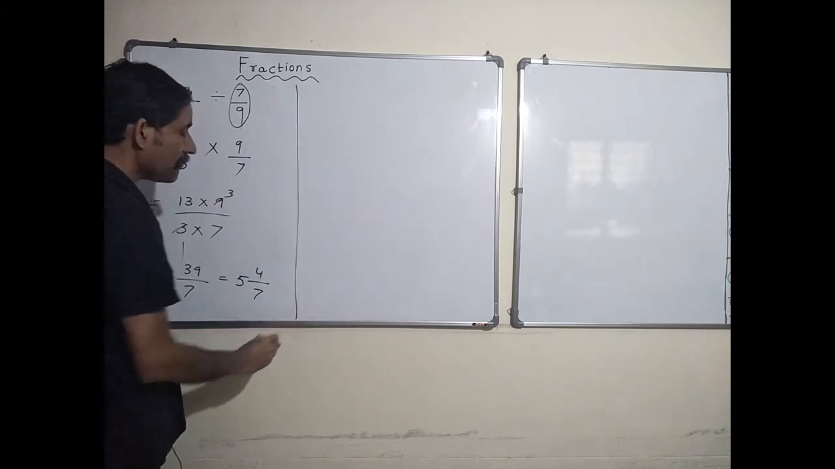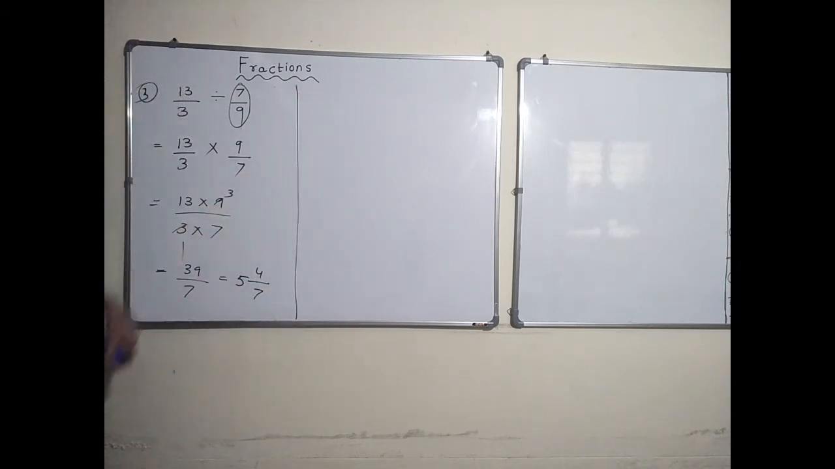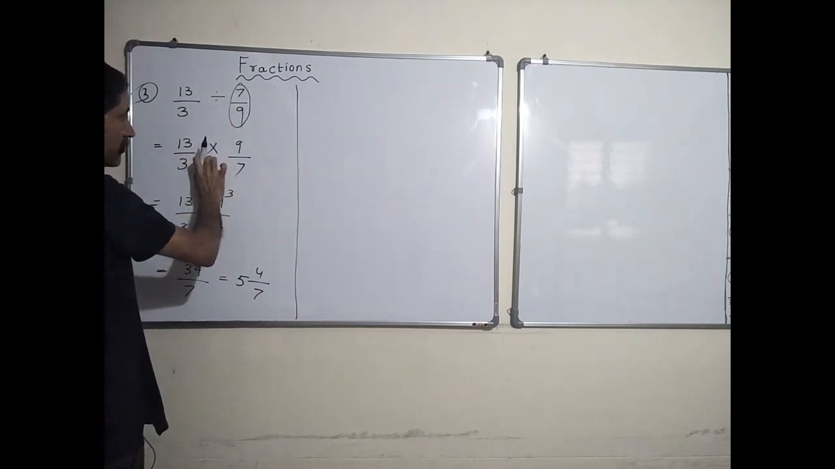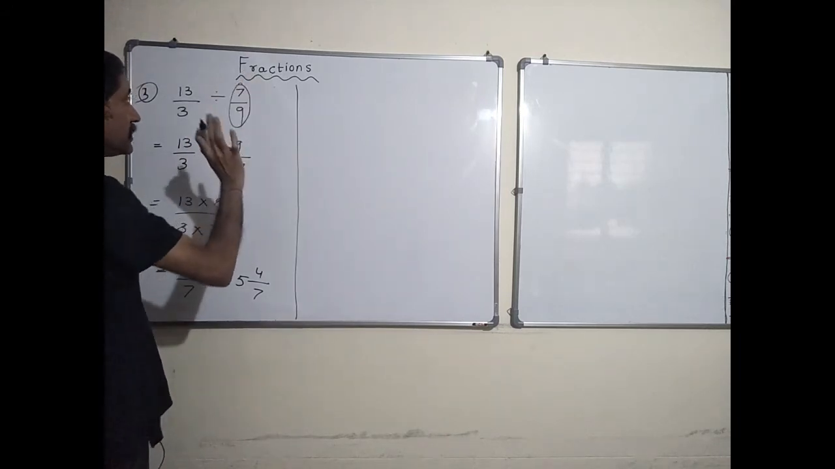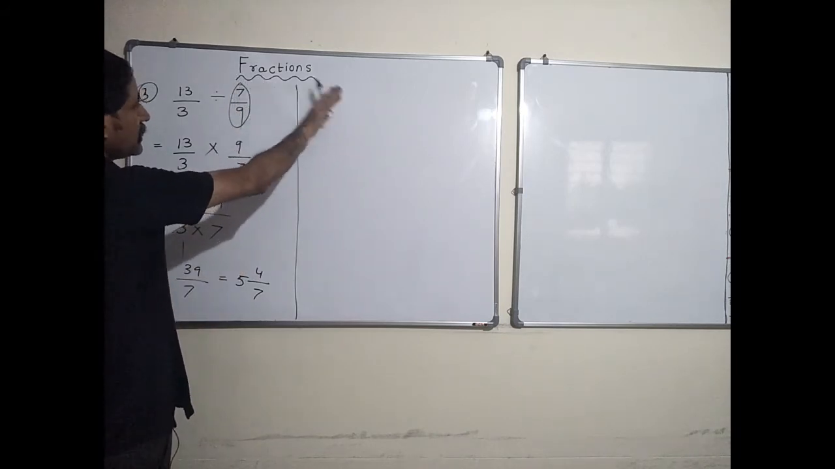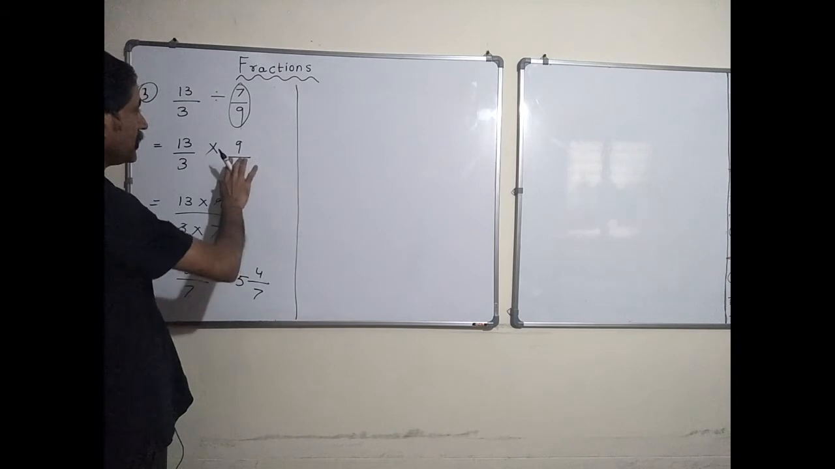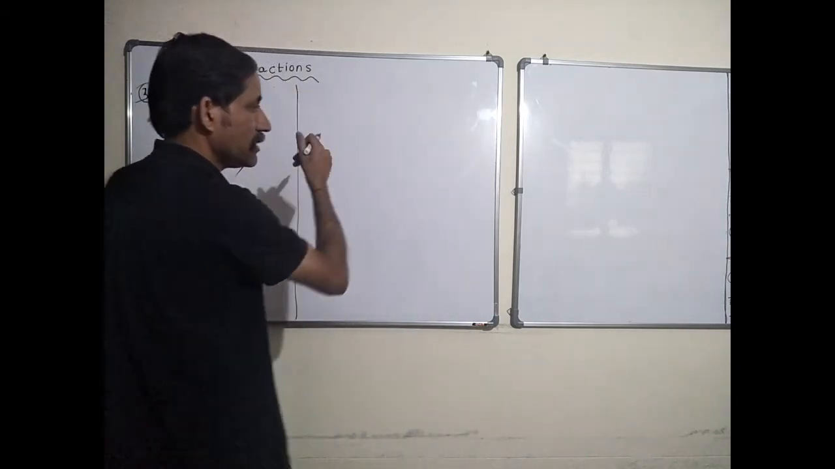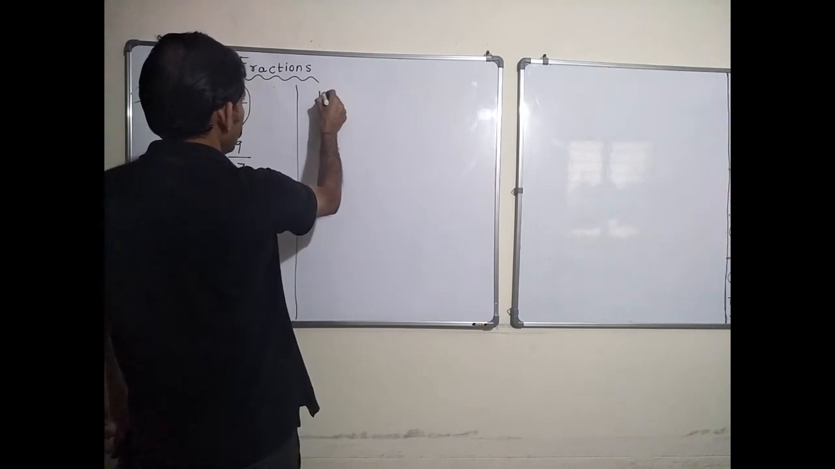But what was the major concept here? If at all there was a major concept: division, change it into multiplication and take the reciprocal of the next one only. If there was something else here, it remains the same, nothing changes, only for this. All right, now let's take one more example.